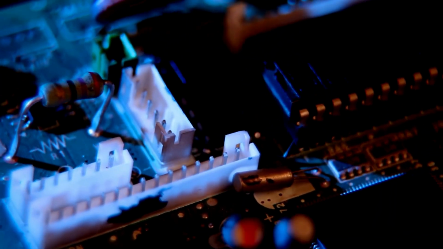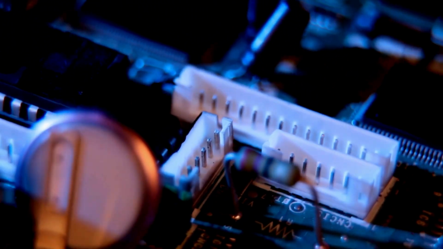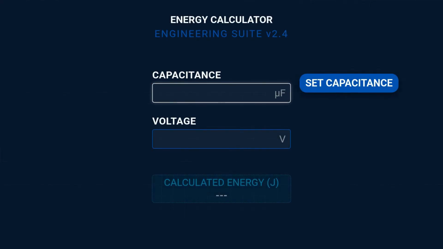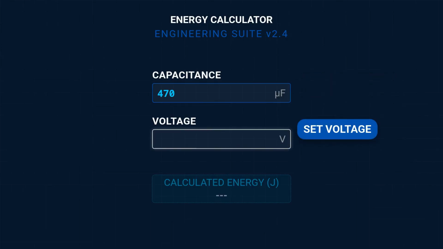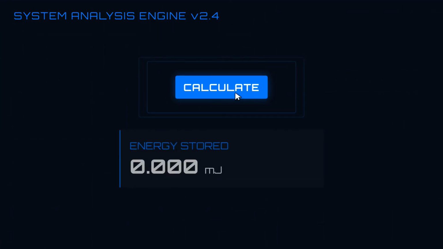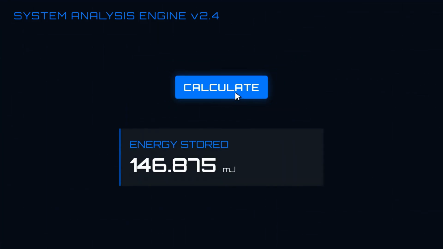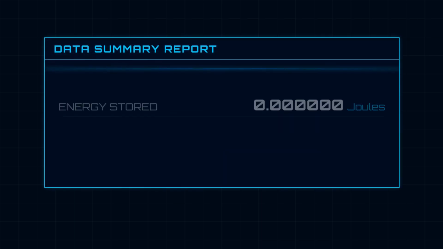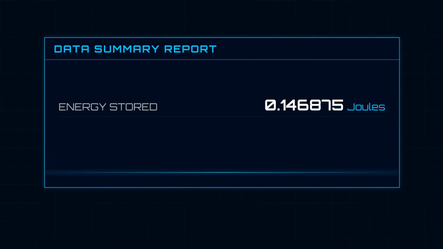Other modes include additional fields like diameter and height in millimeters, required energy in millijoules, operating voltage, energy stored, and frequency in hertz. Let's calculate energy stored using a 470 microfarad capacitor at 25 volts. After clicking Calculate, the results show energy stored equals 146.875 millijoules.